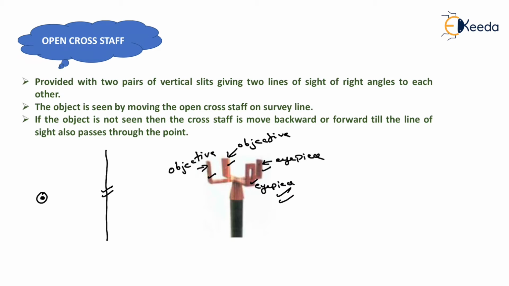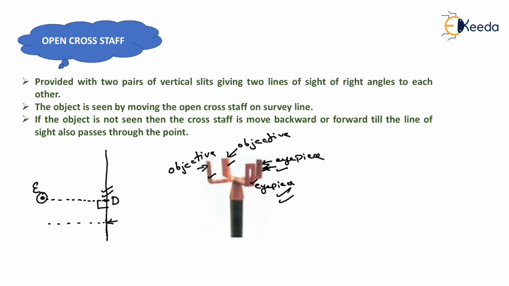Now we will take the open cross staff and slowly move along this baseline, and at particular intervals we will see from this face, that is in the perpendicular direction. Now if this point is seen, then we will measure the horizontal distance, otherwise we need to move ahead on the baseline. Now suppose that at this point when we see from this eyepiece, this point is bisected, so we will measure the distance, that is suppose D and E. So we will measure the distance D and E and we can easily plot the perpendicular offset.